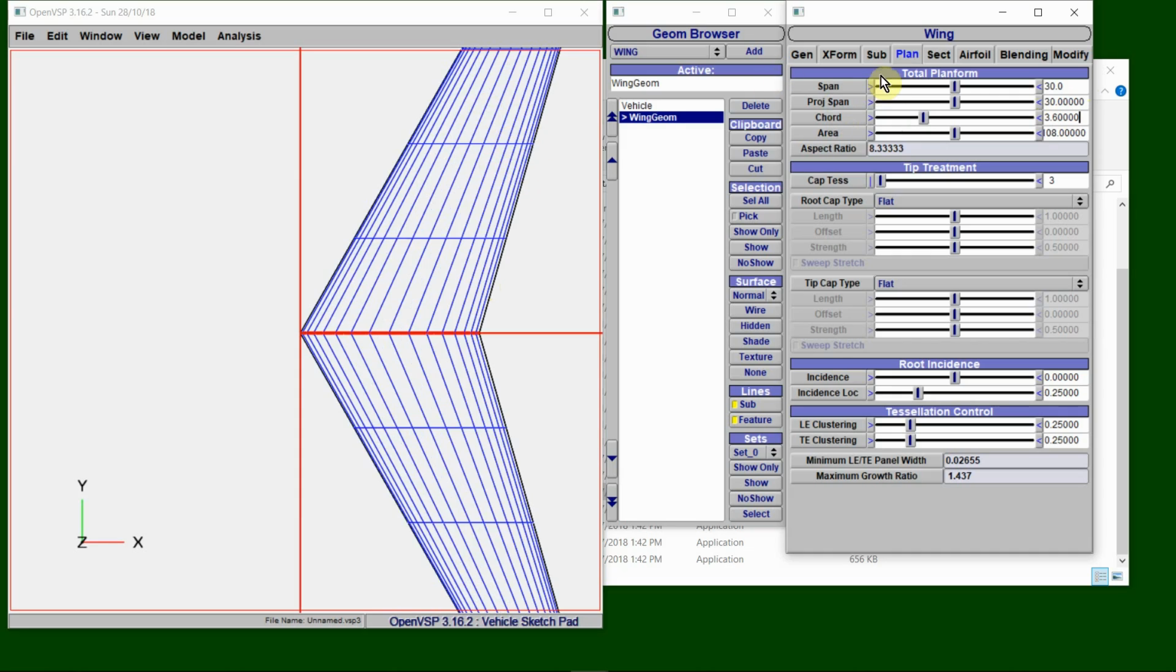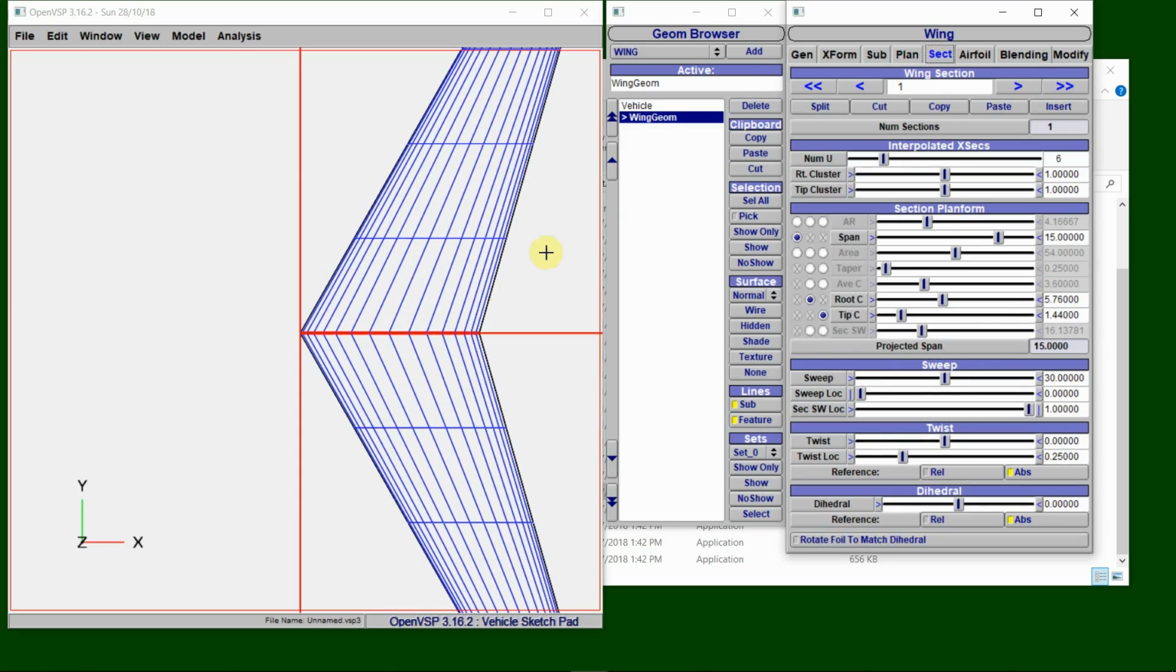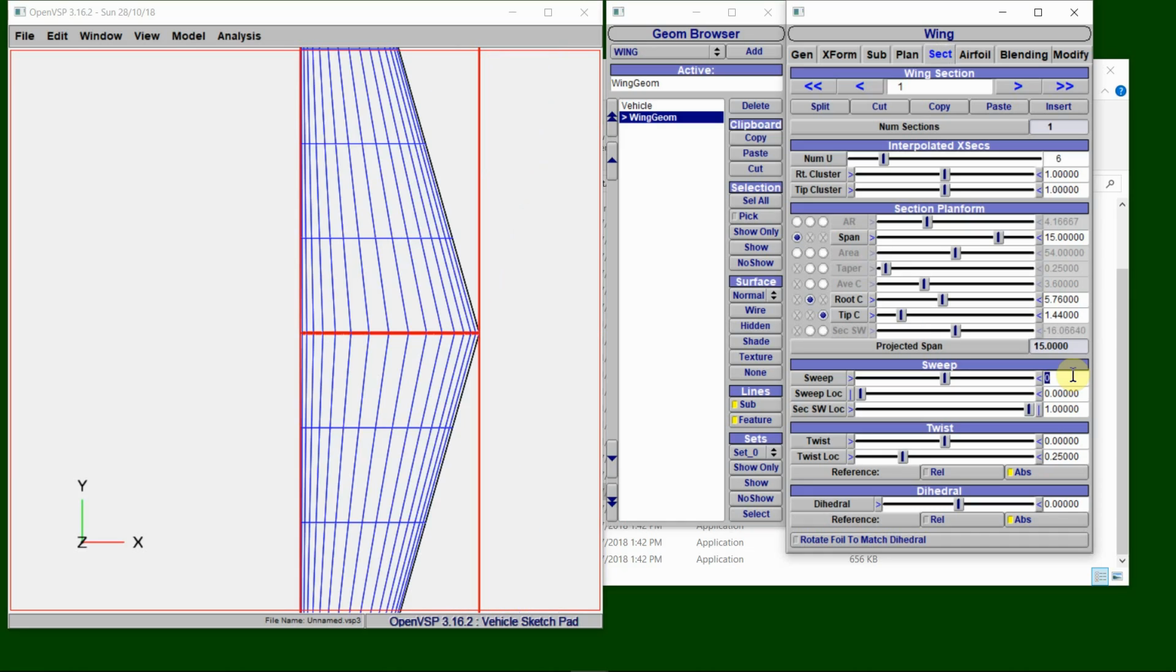Now, we need to go to the section. Section works on one section of the wing. And the wing has been set up to mirror from one left side to the right side, or right side to left side, whichever you like to think about it. So now we're only working on one half of the wing. We want to get rid of the sweep, so we can come up here and we can say 0. Now this is setting the sweep to 0 at the leading edge, and that'll be fine since we're going to set both the root and tip chord to the same length.